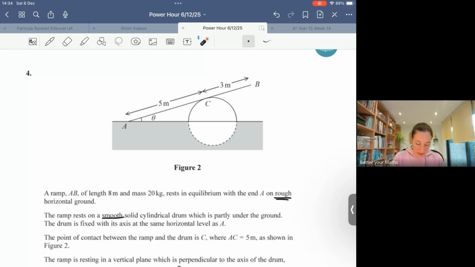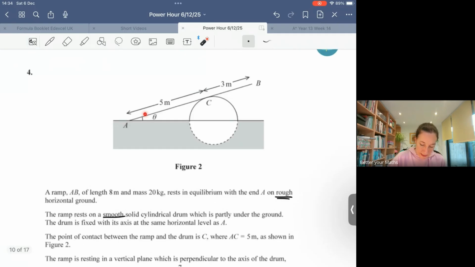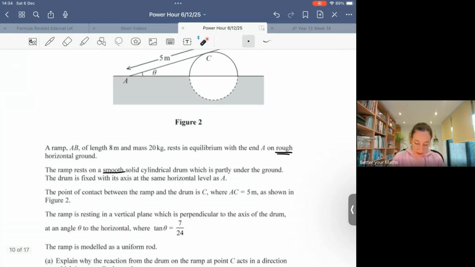You have the sketch, is helping you. AC is 5 meters, so we know this distance, and the ramp is resting in vertical plane perpendicular to the axis of the drum. Angle theta is this angle here, and the ramp is modeled as an uniform rod.